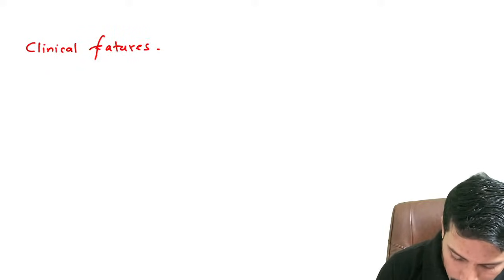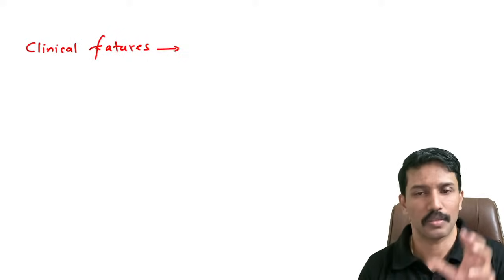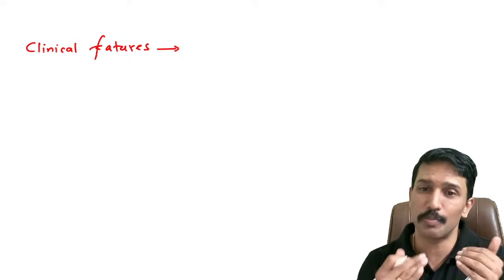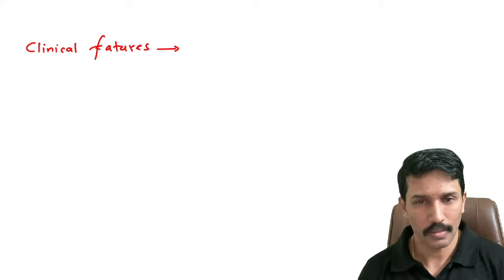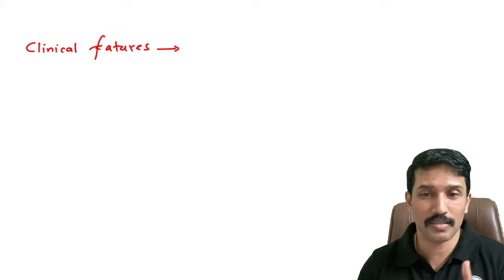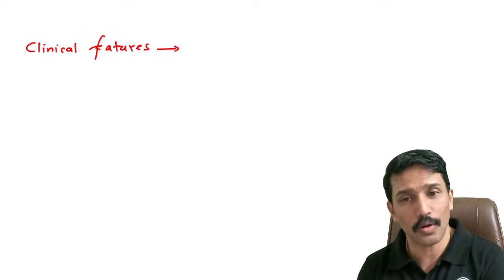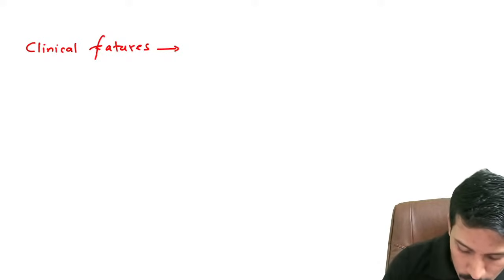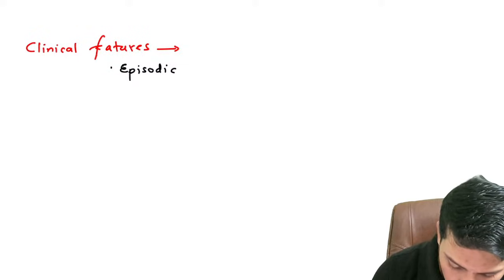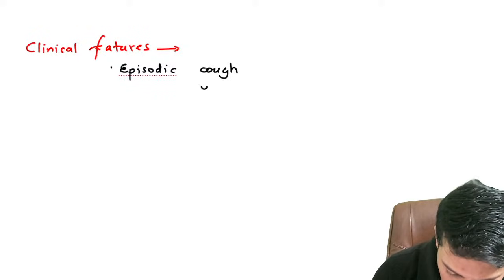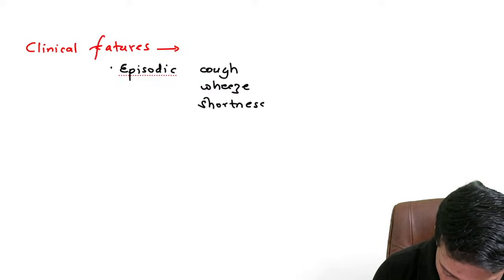So the first word that the examiner is looking for is to mention episodic. Why? Because asthma is having reversible obstruction. When there is obstruction of the airway, patients experience symptoms. When there is no obstruction, they will be symptom free, right? So it's not like a COPD patient who has symptoms all along the year. Asthma, whenever there is an attack, they are symptomatic. When there is no attack, they don't have any symptoms. So the point to notice, patients will have episodic symptoms. When there is airway obstruction, they will have cough, they will have wheeze and shortness of breath.